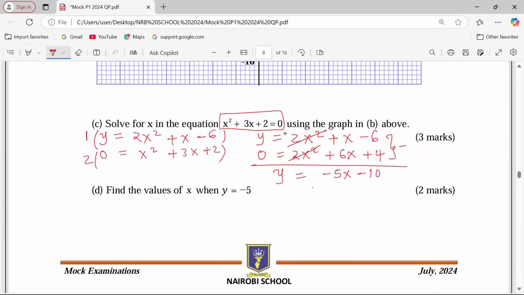So we can get a small table of values for this straight line. Like when x equals 0, the value of y will be negative 10. And when the value of y is 0, we substitute there so that you may get the value of x. 0 equals negative 5x minus 10. So 10 equals negative 5x, so that x becomes negative 2. Yeah, so we have a small table of values.